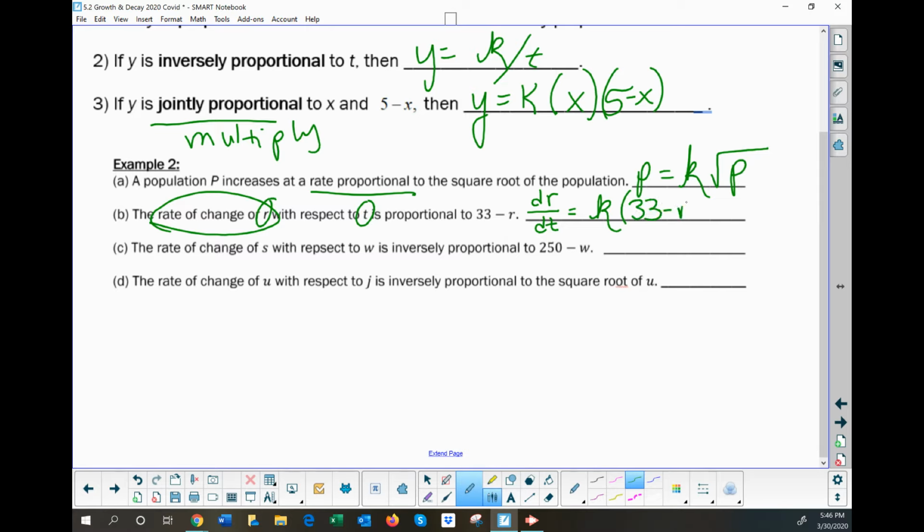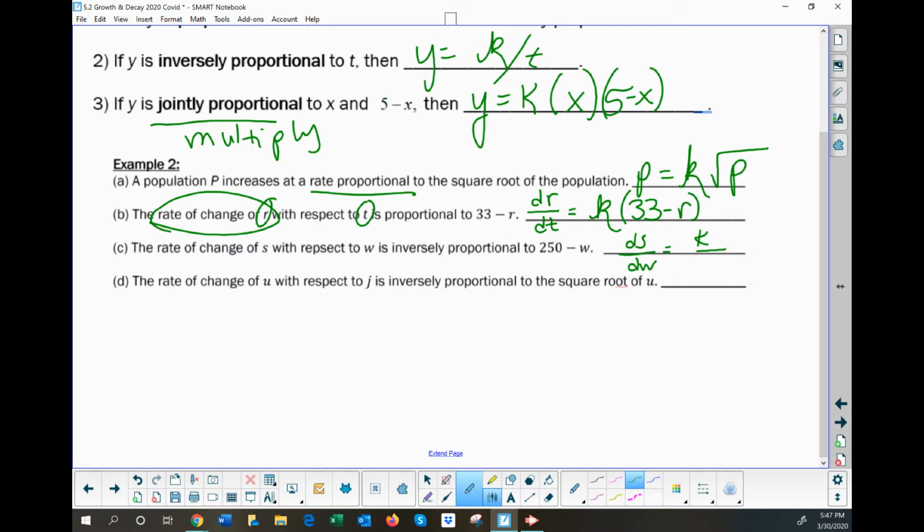The rate of change of S with respect to W is inversely proportional. So dS/dW is inversely proportional to 250 minus W. So that's going to place 250 minus W in the bottom. Oh, what's with my square root? There's no square root. Sorry about that. How about just k over 250 minus W?